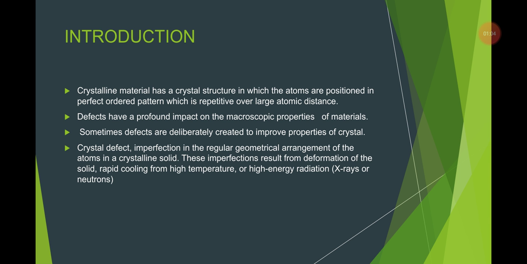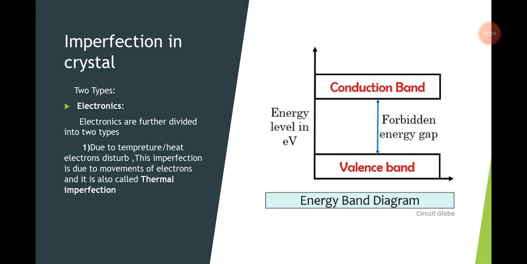Actually, imperfection is caused due to the deformation of the solid, due to the rapid cooling from high temperature, or it may be caused due to high energy radiation like X-rays or neutrons. So these are the causes of the imperfection of the crystal, or you may say the defect in the crystals.